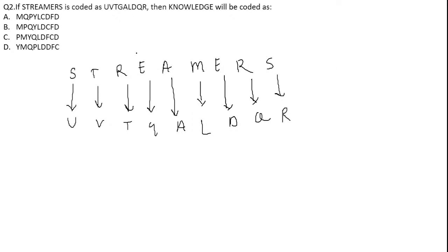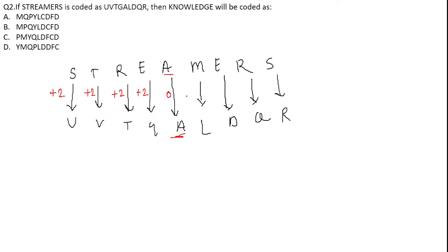By analyzing these two strings, if we analyze S and U, according to the alphabetic series, if we add +2 to S, we get U, correct? Similarly, if we add +2 to T, we get V. Again, if we add +2 to R, we get T. Then if we add +2 to E, we get G. And here A is coded as A only, so there is no difference. So let's write it down as 0.